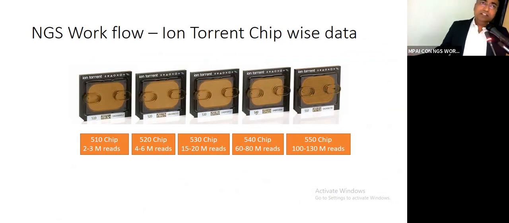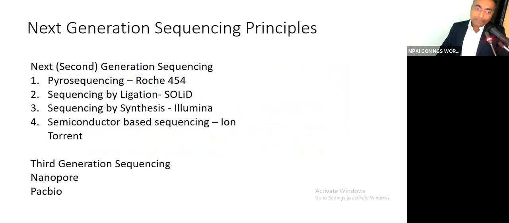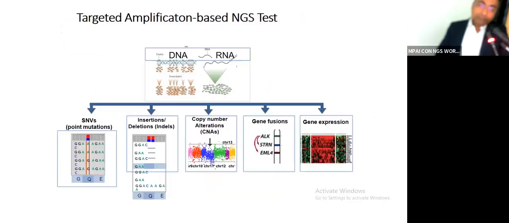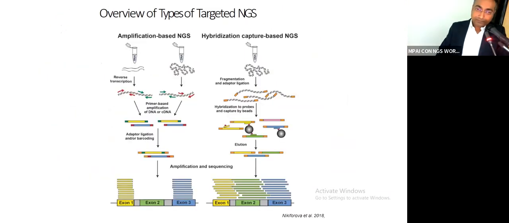These chips mean varying sizes of data: how much data you can generate and what kind of samples you can pool. That is what these chips help us with. The 550 you can run only if you have Ion Chef. Some combinations are there; you cannot just run each chip like that. Now I'll skip some of them. Third generation we have already discussed, in a lot of detail.